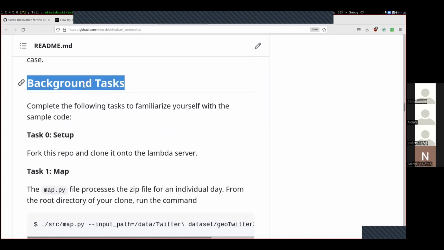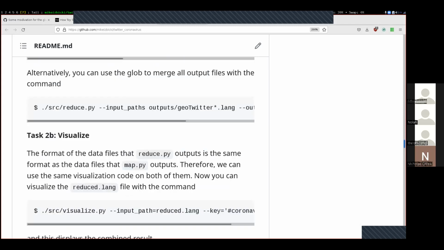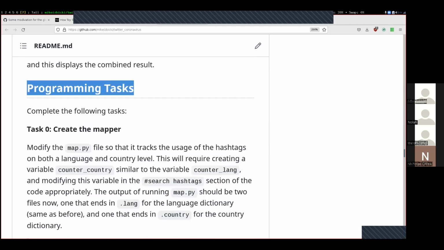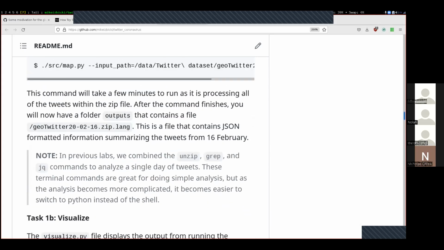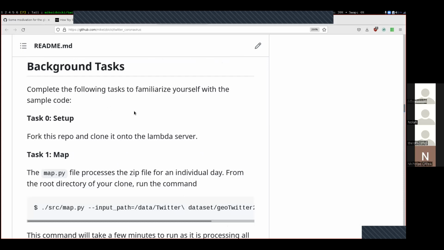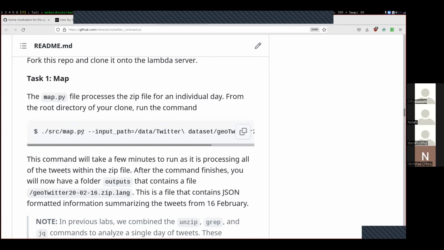Okay, so the actual tasks that you'll have to complete for this assignment are divided up into two sections, the background tasks up here and the programming tasks down here. The background tasks involve things that are not coding that you have to implement, but just getting you familiar with the setup of the repository, things like forking the repo. And then I've given you some files, a map.py file, a reduce.py, and a visualize.py. These tasks up here are just getting you the background for running those files.